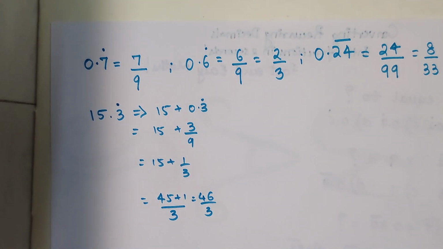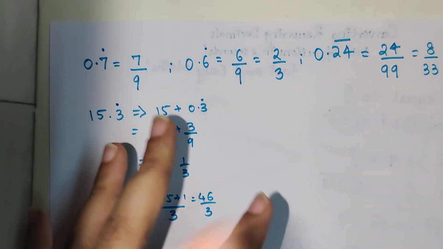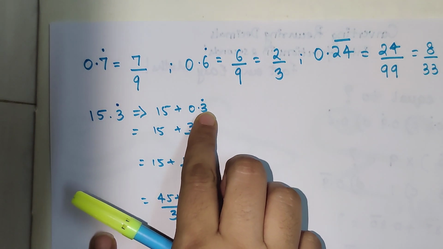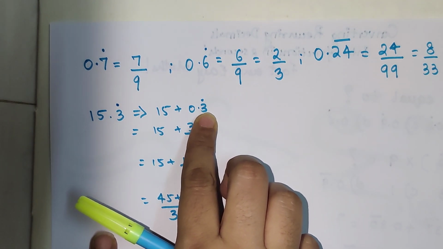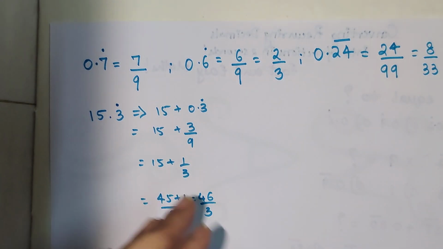So you got it? Instead of going through the whole process of the whole trick, it is very simple. Just convert this particular recurring decimal into a fraction, and then just do your normal LCM thing and you will get your answer.